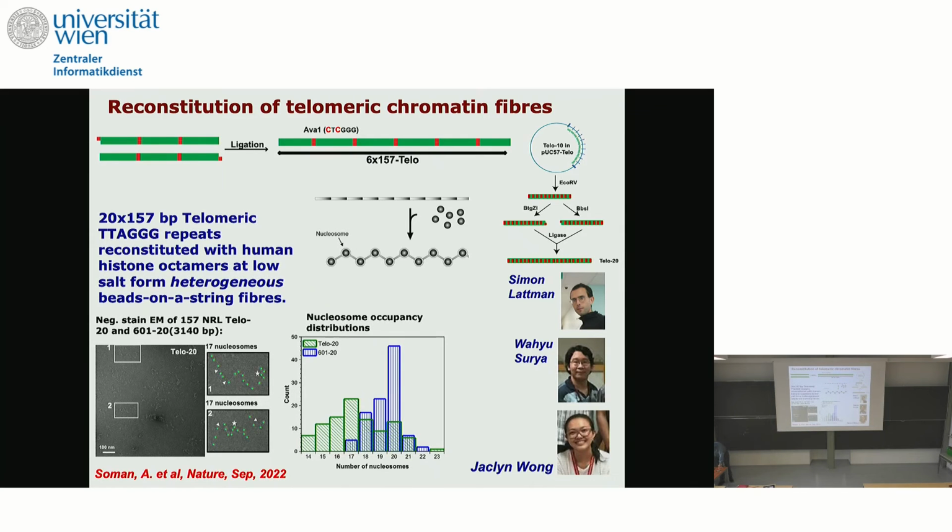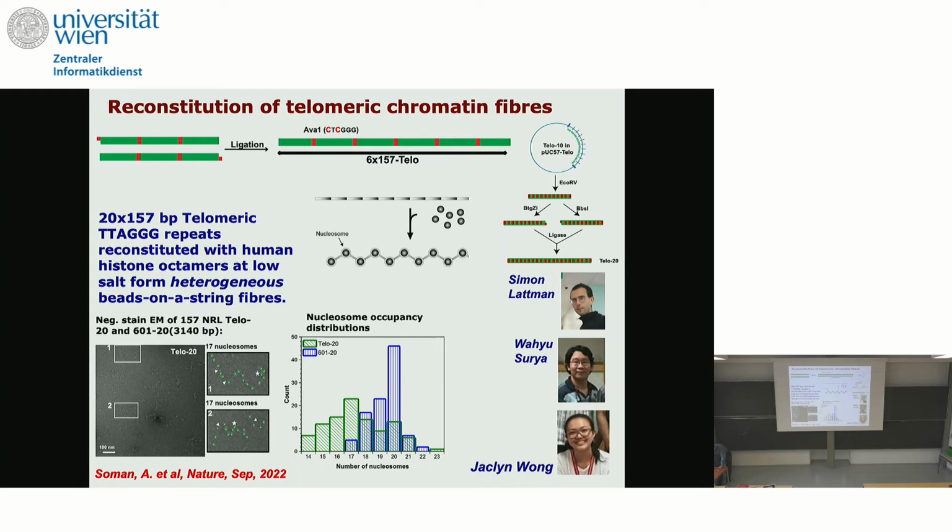And under low salt buffer conditions, the fibers are somewhat heterogeneous in the nucleosome positioning, which is not surprising given there is no positioning information. And also compared to a 601 fiber, there are fewer number of nucleosomes. There is just much more heterogeneity in these fibers.